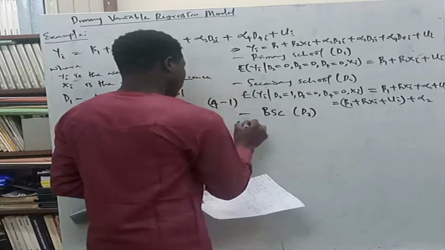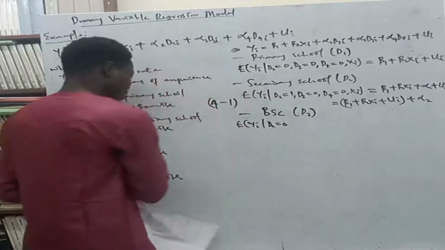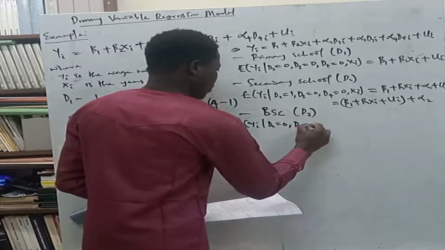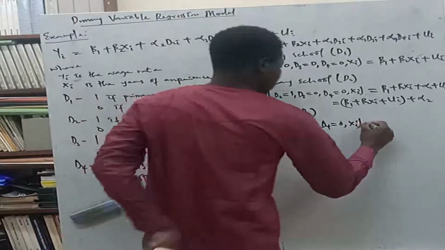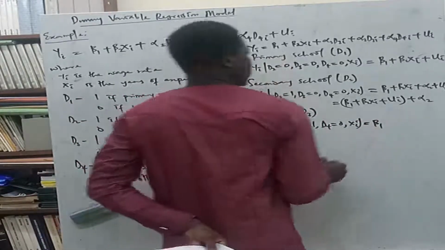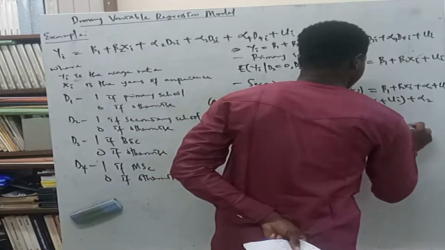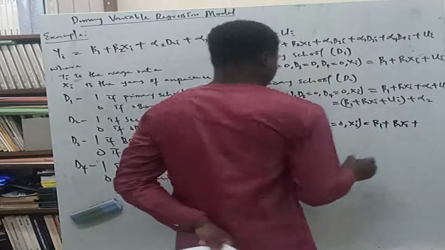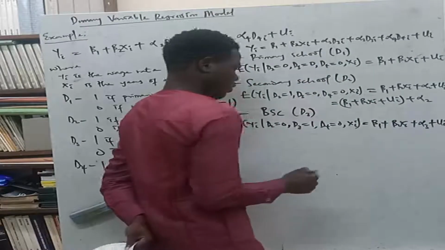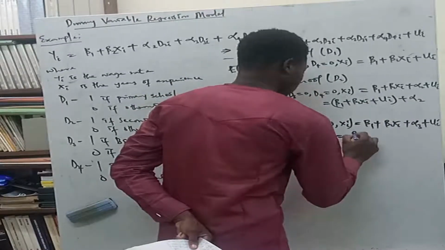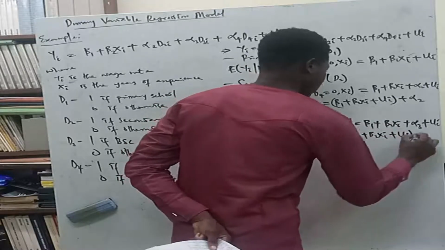Now, for those with BSc, that is D3. So I'm saying the expected wage rate is D2 equals 0, and we said that already, 0 otherwise. Then D3 equals 1, D4 equals 0, then we have xi. So that will give us beta 1 plus beta 2 xi plus alpha 3 plus ui. So that gives beta 1 plus beta 2 xi plus ui plus alpha 3.